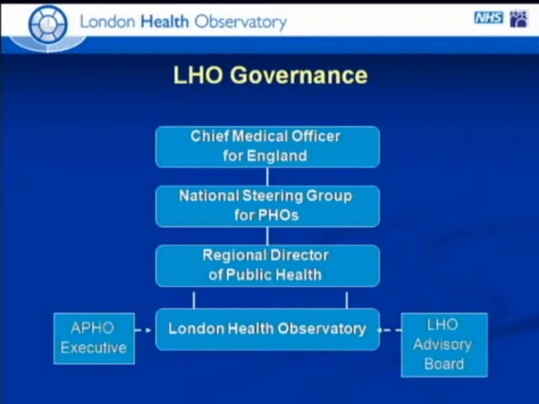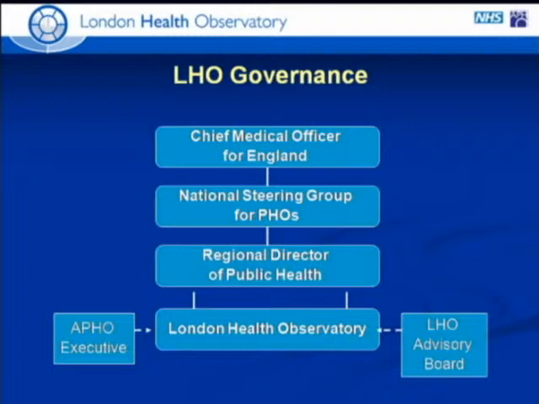And this is just the governance structure of the London Health Observatory. We are accountable to the Regional Director of Public Health for London, who is accountable to the Chief Medical Officer for England. PHOs are governed via a national steering group, which the Chief Medical Officer sits on and the Regional Directors of Public Health sit on. So that's our formal accountability, but alongside that there is the APHO executive, who we have to cooperate with and who steer some of the joint work that we might do.